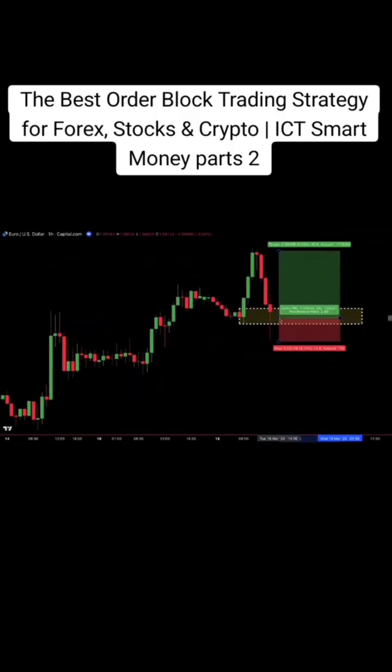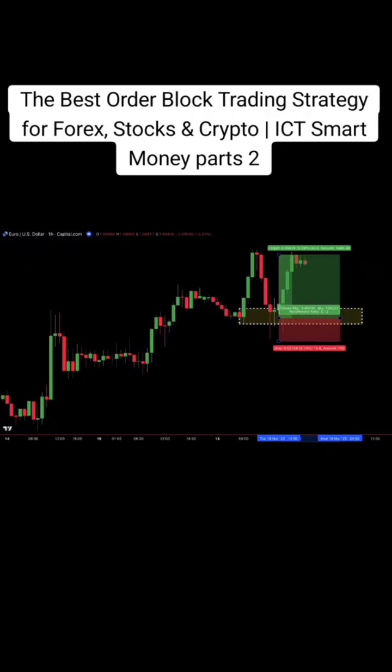Entry: inside the order block zone to achieve a favorable reward to risk ratio. Stop loss just below the wick of the order block. Target set for a 2-to-1 reward to risk ratio. From here, it's just a matter of letting the trade play out. Price respects the order block, pushes higher, and eventually hits our target, giving us a clean 2-to-1 trade.